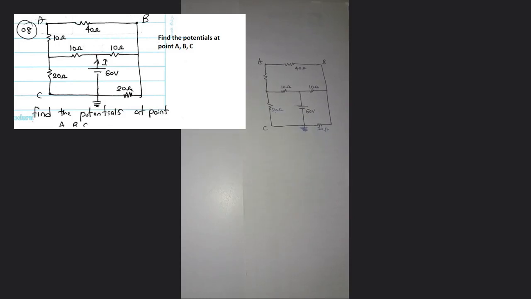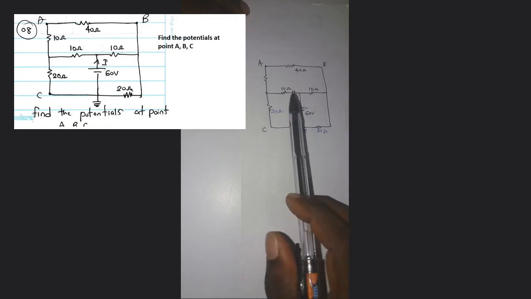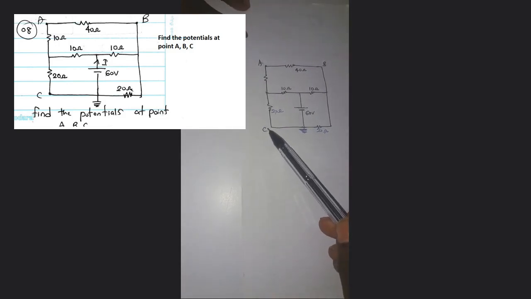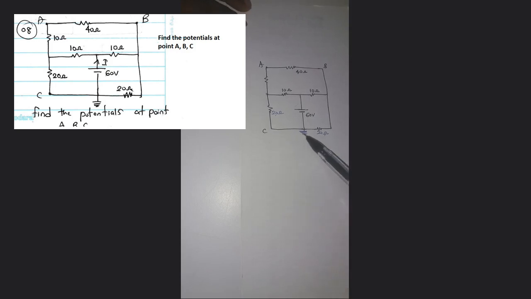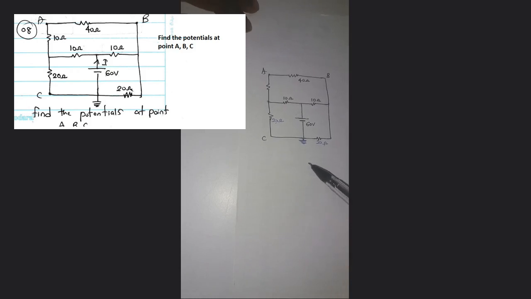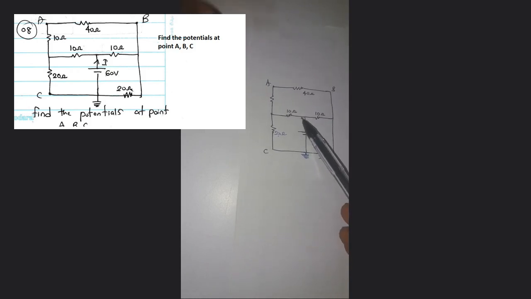Now in this question they're asking us to find the potential at point A, point B and point C, right? They have grounded this point, so that means the potential here is 0, right? To find the potentials of these 3 points, clearly we need to know the direction of the flow of the current. So let's start.